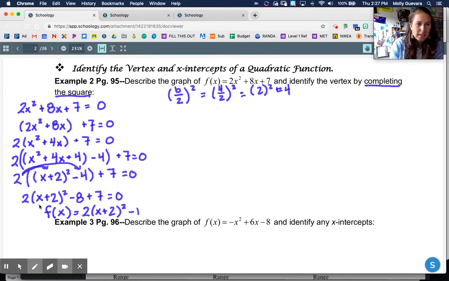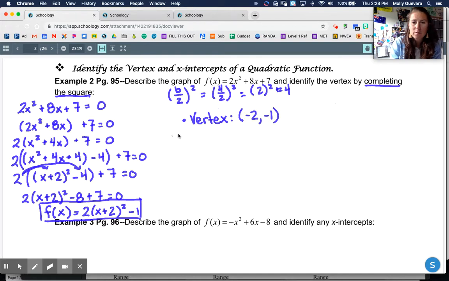And I was able to get it into vertex form or graphing form or standard form, okay? And so now I can actually describe what the graph looks like. A couple things I know: I know what the vertex is, right? I know the vertex of this graph is negative 2, negative 1. I know that this axis of symmetry is the equation x equals negative 2. I know that this graph opens up.